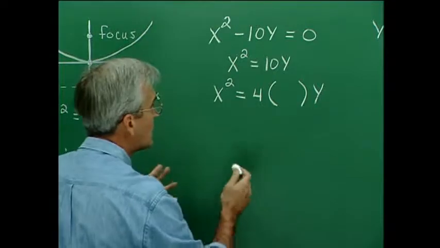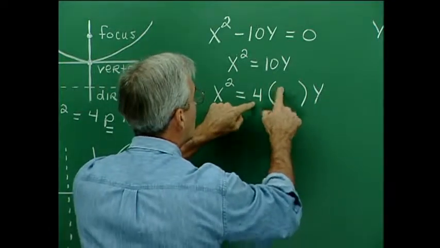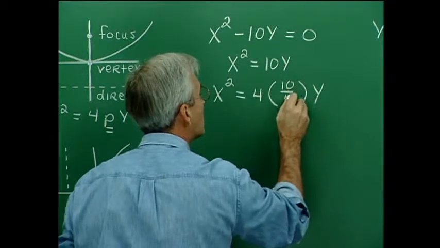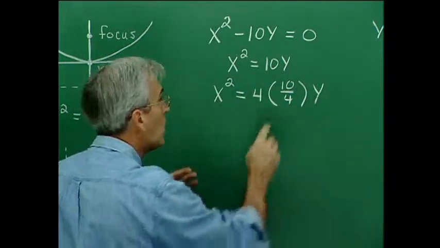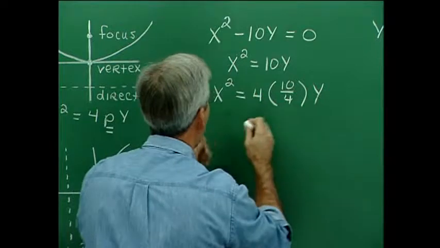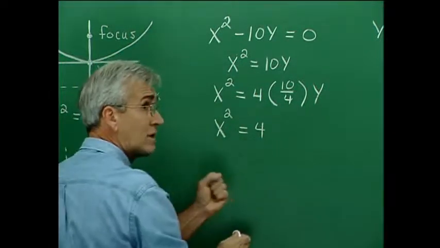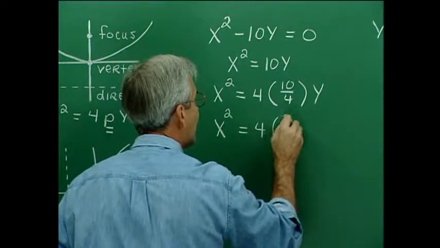And we do that like this. We can say, okay, 4 times what will give 10? Or we might say 4 times 10 fourths is equal to 10. And so I'll put 10 fourths here, and now I'll simplify that. But that's the technique we use to force that factorization. This is 5 halves.